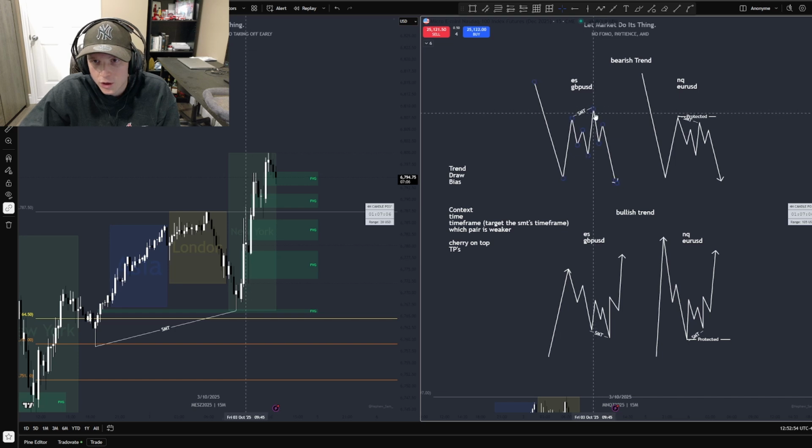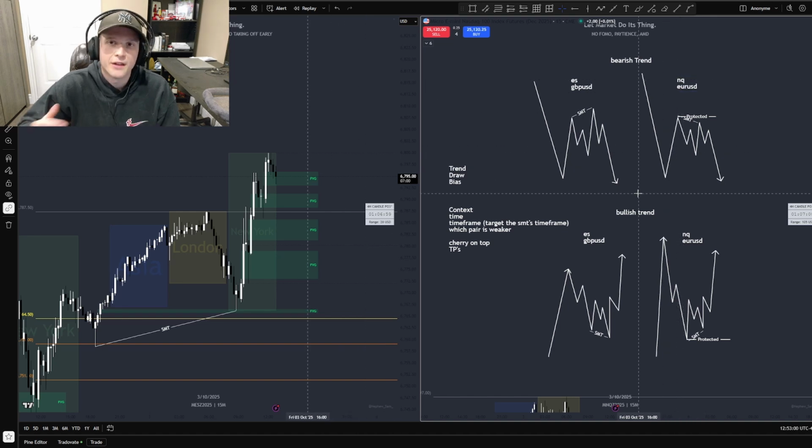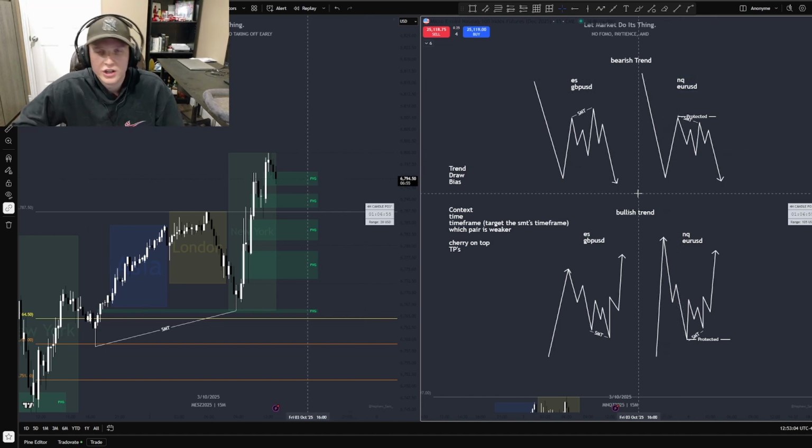We had a higher high created here on ES, with a lower high right here created on NQ. Now that's called an SMT, which is a smart money technique, which is basically just a good indicator of a manipulation leg. But what you want to do with the SMT is align it with your trend, your draw, and your bias, right?